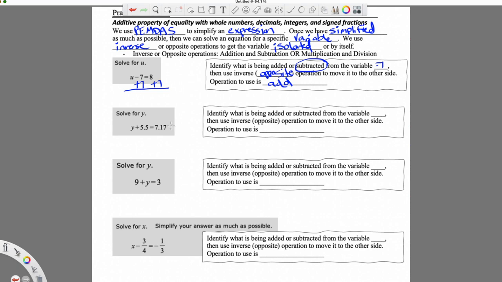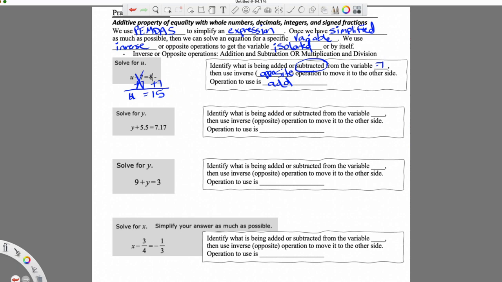So I have u, because I haven't done anything to it, it just drops down. Negative 7 plus 7, they cancel out. That is what we want to happen, because we want to move this 7 to the other side. So I have 8 plus 7, which gives me 15. So u is 15. In a lot of these cases, I can probably look at this and say, what would I need to subtract 7 from to get 8? And I might be able to go, oh, it's 15.